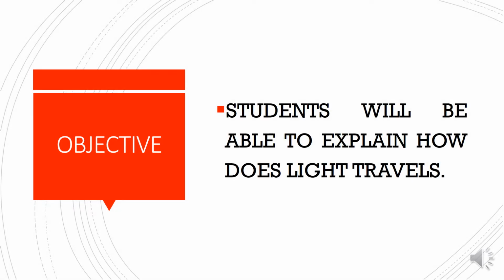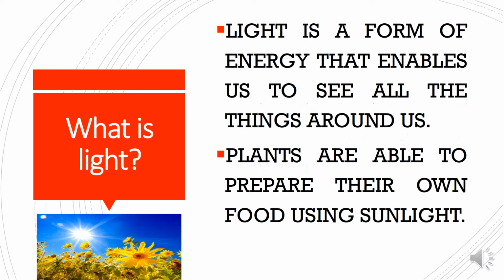The objective for today's lesson is that students will be able to explain how light travels. What is light? Light is a form of energy that enables us to see all the things around us. Plants are able to prepare their own food using sunlight, so they can do photosynthesis.